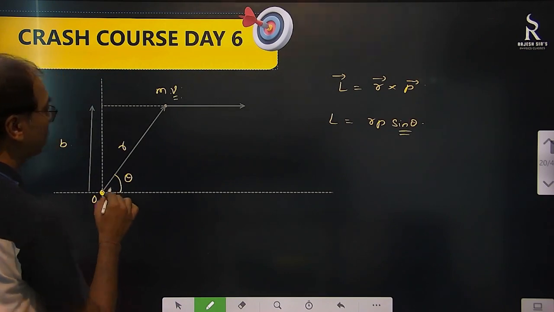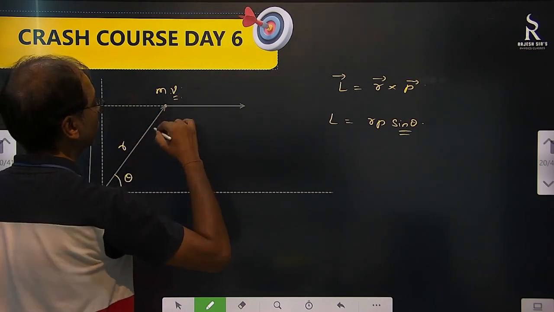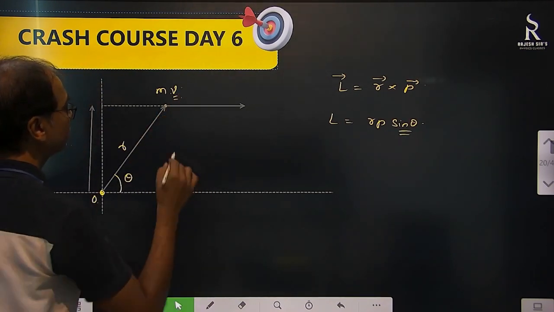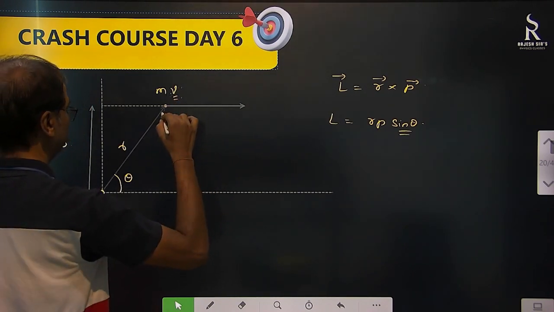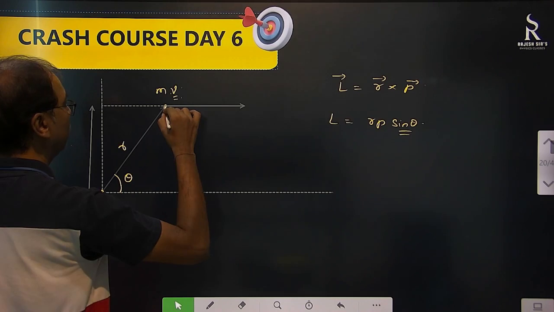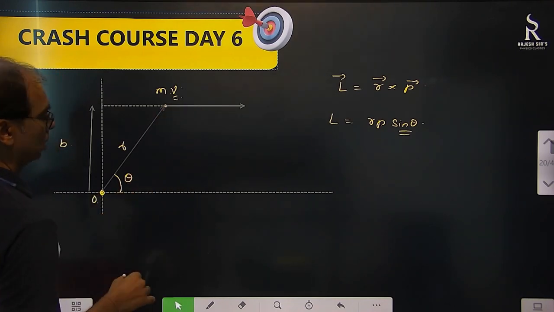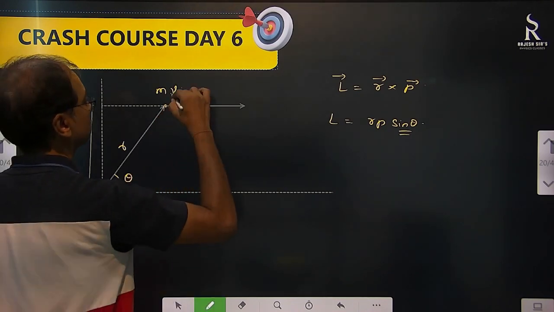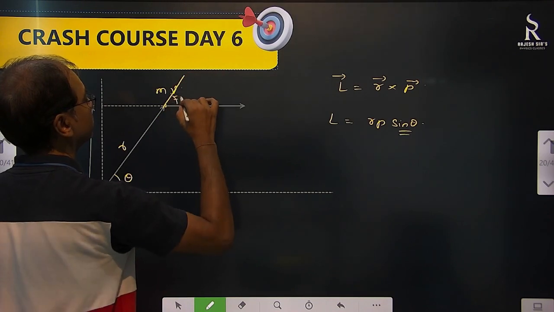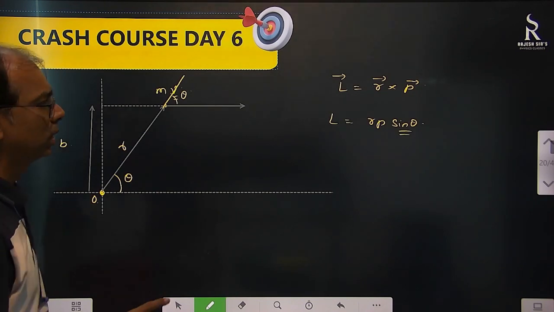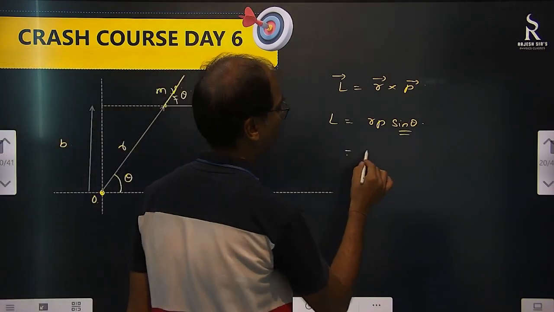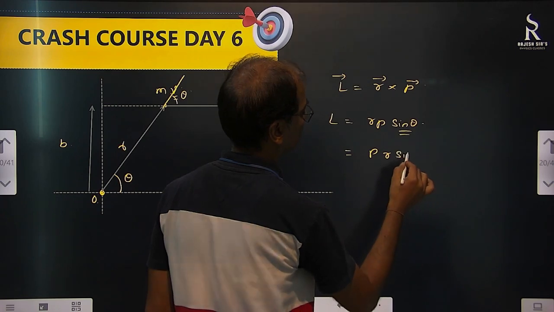So theta basically is the angle between r and p, if I extend this one. Right? We'll extend it like this. This is theta. So Rp sine theta. Okay. Now see that. Can I write this one in this way, P into R sine theta? Obviously we can write.